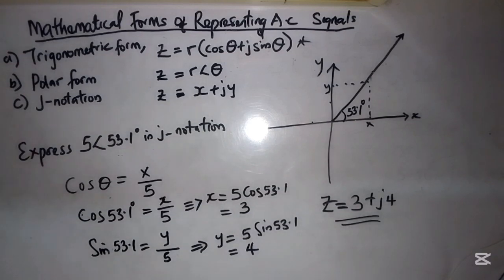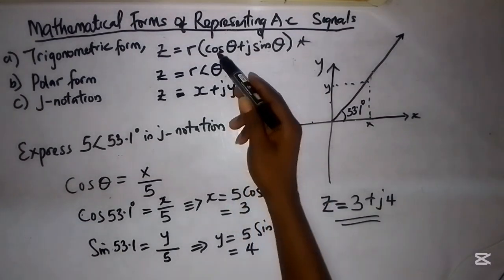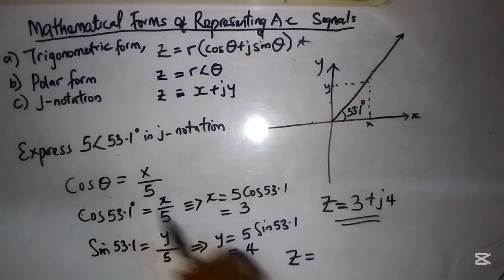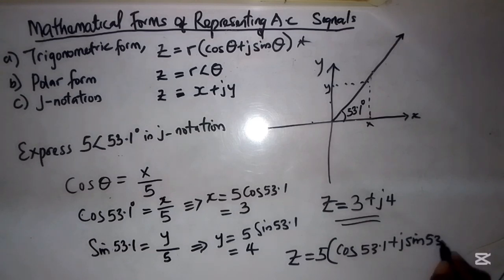Quickly, we can verify this using this formula here. What we are doing here is we can say that Z, we look at the value of R, which here is 5, times cos 53.1 plus j sine 53.1. If we do that, we can see that this is our function here and this is our function here, which inevitably gives us 3 plus j4. And that'll be it for now. I'll try one more example and we can move on to the next one.